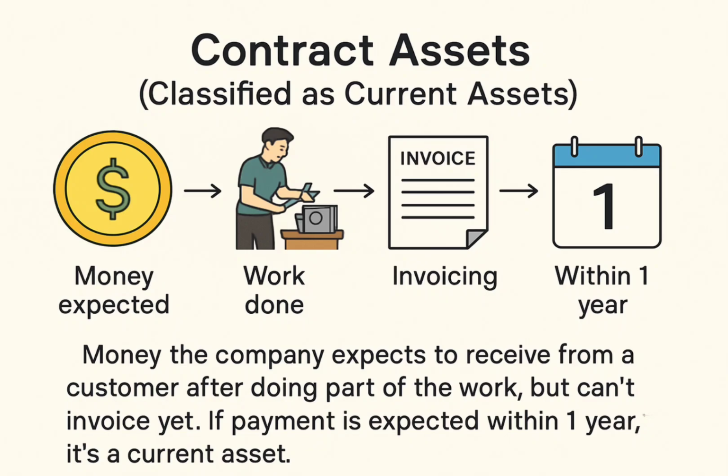5. Contract assets, classified as current assets. Money the company expects to receive from a customer after doing part of the work, but can't invoice yet. If payment is expected within 1 year, it's a current asset.